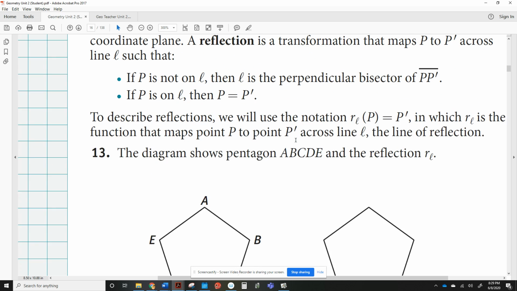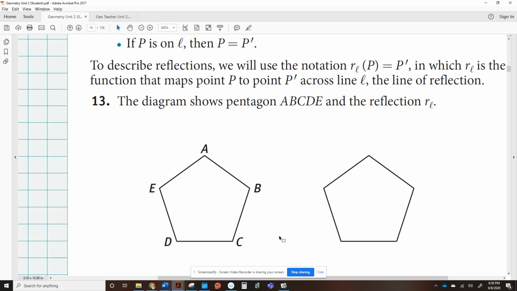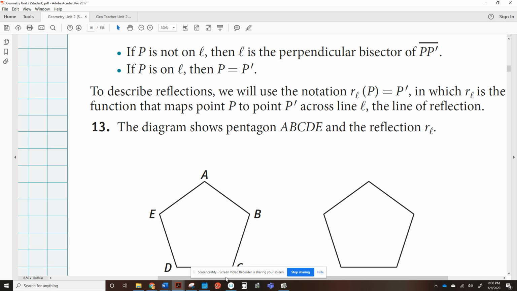It says, so here's some information. Like other transformations, reflections can be defined independently of the coordinate plane. In other words, we don't have to be on the coordinate plane. A reflection is a transformation that maps P to P prime across line L such that, so what's going to be the conditions? P is not on the line of reflection, and the line is a perpendicular bisector of, so it's the same thing that we just saw on the computer, the GeoGebra that we did.